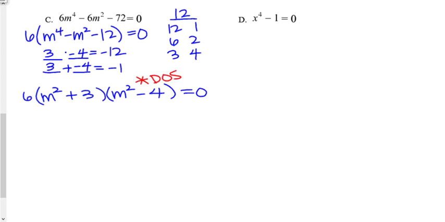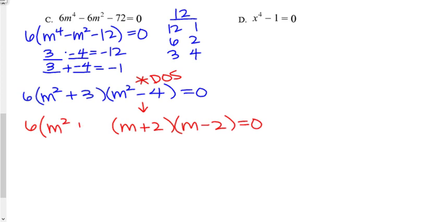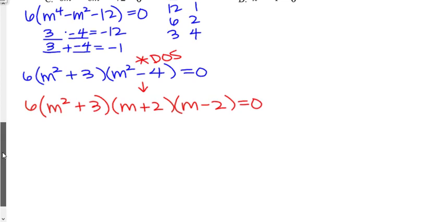If you didn't recognize it, you went through and solved it, you would get points for the solving, but you wouldn't get full credit because you didn't recognize that you needed to keep factoring here. M squared minus 4 can be factored a little bit farther with difference of squares. We turn that into m plus 2, m minus 2. Now out front I still have my 6, I still have my m squared plus 3, but that m squared minus 4 had to be factored a little bit further in order to get full credit.